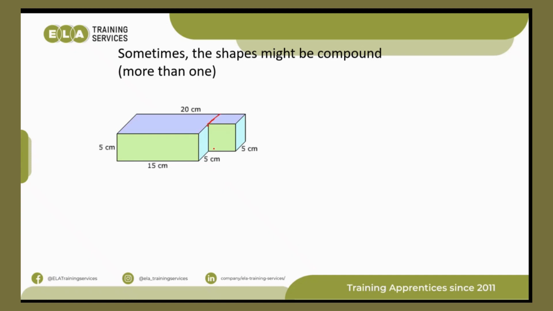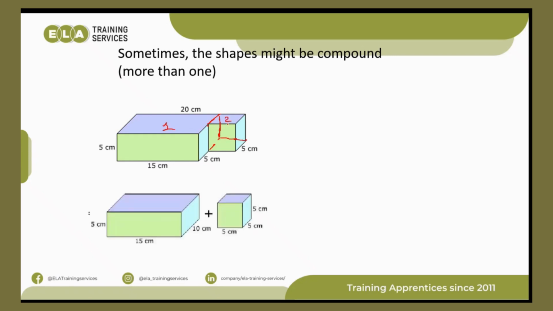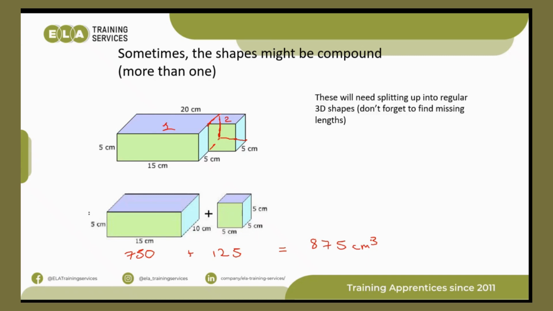So here, we're going to split it here. We're going to imagine that it's split right here, and we're going to have shape 1 and shape 2. So as we can see below, our measurements are 5 centimetres, 15, and then because we've got from here to here is 5, and from here to here is 5, we know that altogether is 10. So 5 times 15 times 10 is 750. Multiplied by 120, add 125 gives us 875 centimetres cubed. And that is how we break up compound shapes.